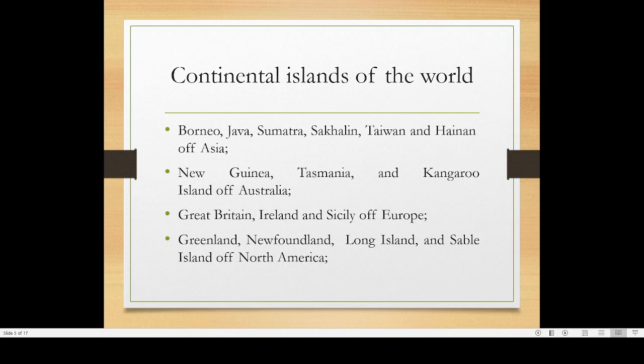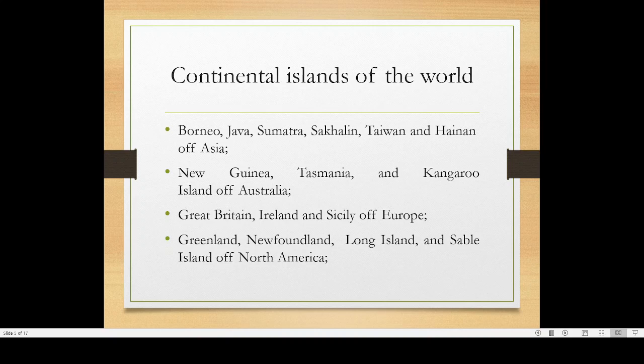Then you can find New Guinea. New Guinea is located between Indonesia and Australia. Then Tasmania is an island south of Australia. It is also a part of Australia. Then Kangaroo Island is also a part of Australia.